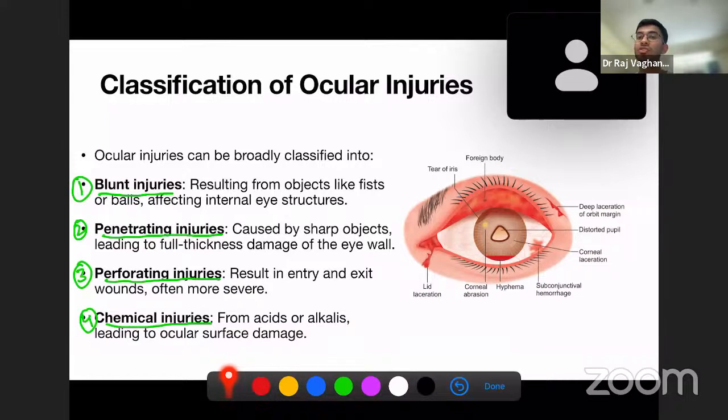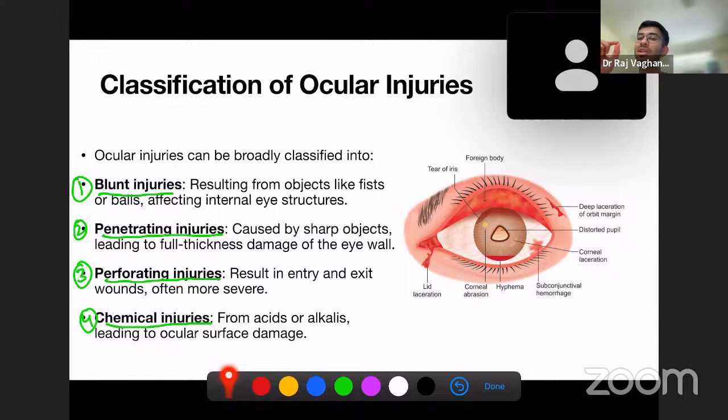Now, what do you mean by blunt injuries? Blunt injuries result from objects like fists or balls. For example, somebody hit my eyes with a fist. What kind of injury will result? It will result in blunt injuries, and it is the most common type of injury a person faces. It results from the fist or balls, and it affects the internal eye structures.